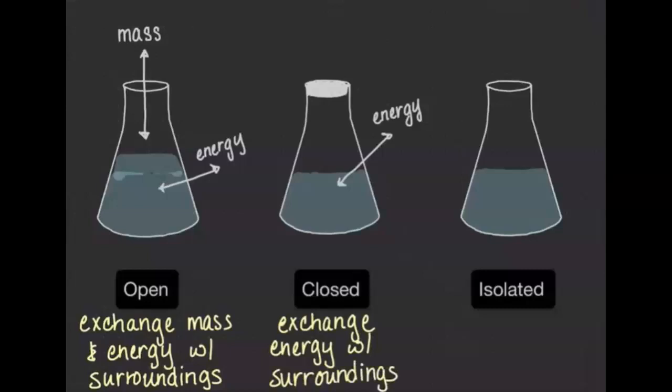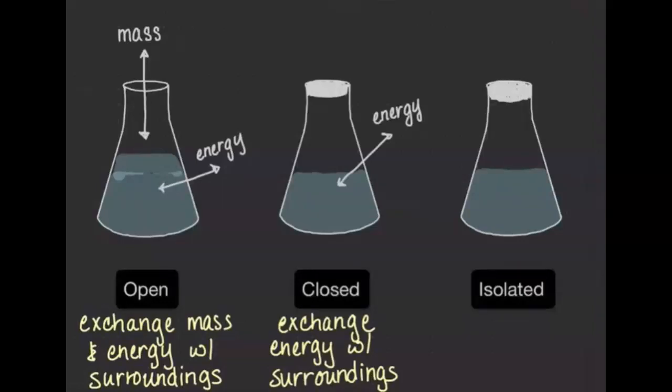Now, the final type of system that we're going to talk about is an isolated system. And as you can imagine, watching the progression of how this goes, an isolated system is one that is completely, as the name implies, isolated from its environment. So that involves putting a lid on this so that no mass can get out. So we're closing it up so that no mass can be exchanged.